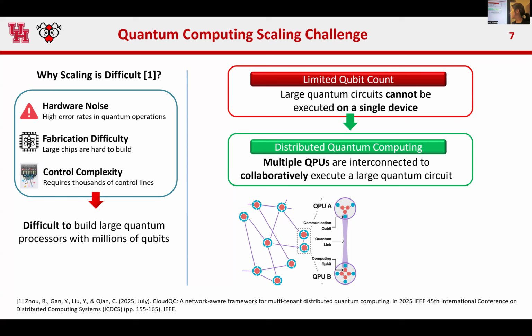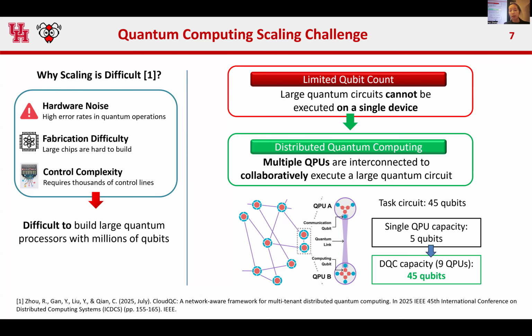We can see this figure, just to show a brief, small quantum network. The red dots are QPUs, and there are multiple QPUs connected in a network. To give an example, if we have a single QPU whose capacity is only 5 qubits, and this network has 9 QPUs, then the 5 qubits will expand to 45 qubits. So then it can solve a task with 45 qubits. So DQC helps to expand the number of qubits.